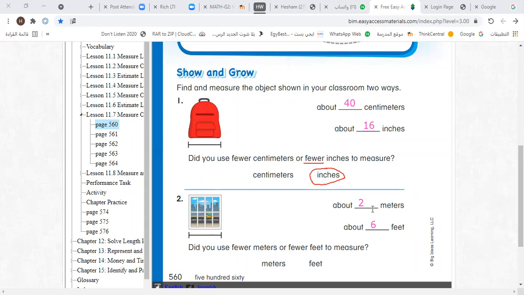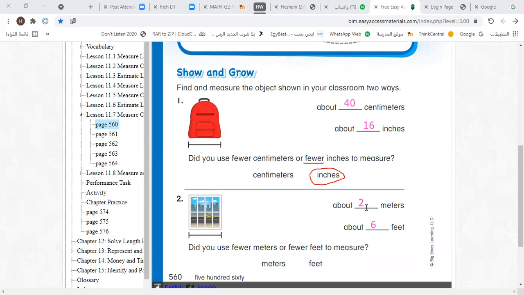No, fewer. Which one is fewer? The less number. Here 2 meters and here 6 feet. So the number of meters is less than the number of feet. So it's fewer meters. Here 2, but here 6. And 2 is less than 6, Omar. So it's fewer meters and more feet.